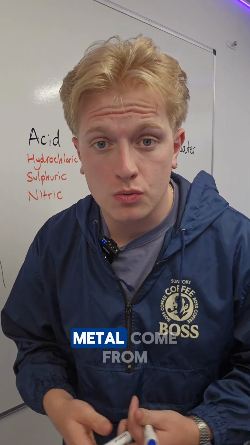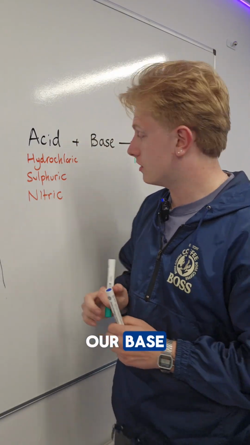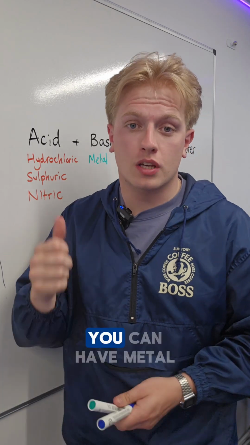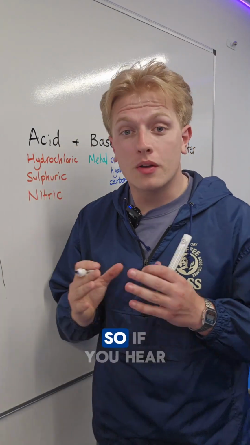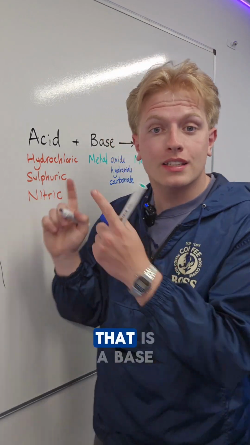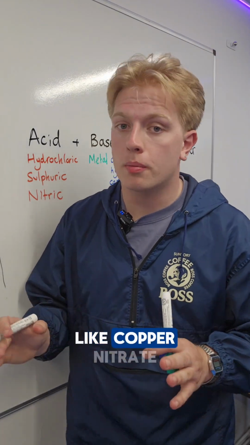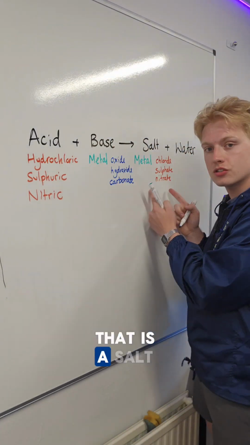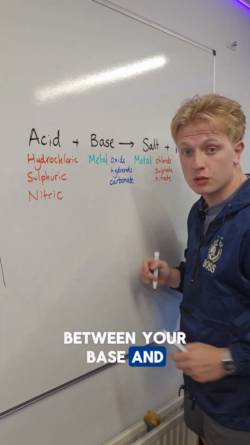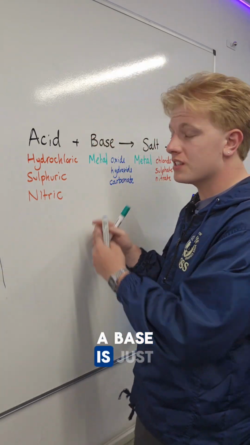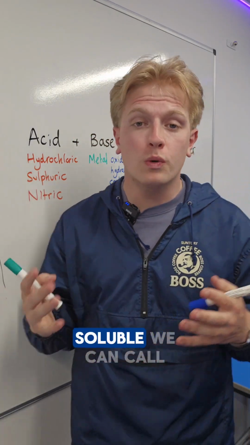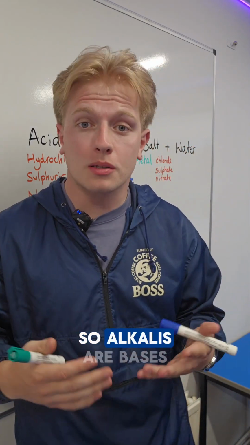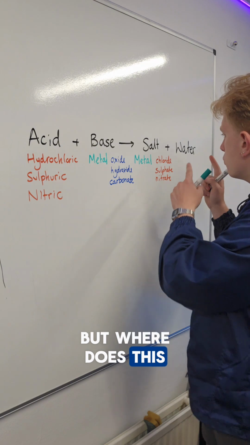So where does the metal come from? Well, that is from our base. There are 3 types of bases. You can have metal oxides, metal hydroxides, or metal carbonates. So if you hear something like copper oxide, that is a base. If you hear something like copper nitrate, on the other hand, that is a salt. So that's the difference between your base and your salt. Fundamentally, guys, a base is just a substance that's capable of neutralizing an acid. If a base is soluble, we can call it an alkali. So alkalis are bases.